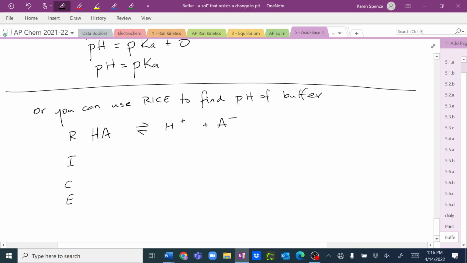So let's say that you put 1.0 molar HA in that container. Yes? You also put 1.0 molar A minus in that container. What's the initial concentration of H plus? 0. So this is going to shift this way because I have to shift towards that, yes?